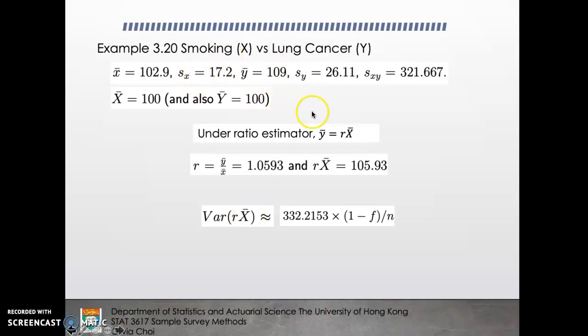Making use of all this data, we can find that this is about 332.2153 times the finite population correction factor corrected by the sample size. Okay, I'm not going through all the details of the calculation, but that would be a very good exercise for you to check.